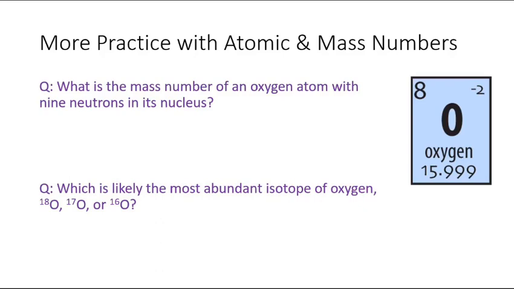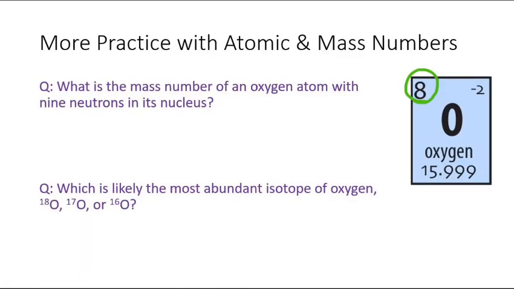Let's try another example. What is the mass number of an oxygen atom with 9 neutrons in its nucleus? At this point, you should be noticing that it's really important to know the difference between mass number and atomic number, and to read those terms very carefully when you're being asked questions. So if you look, again, the mass number is the number of protons plus neutrons for a given isotope. So if you begin by looking for oxygen on the periodic table, and I've shown it to you here on the right, how many protons does it have? That's just up here, its atomic number. So oxygen has 8 protons.